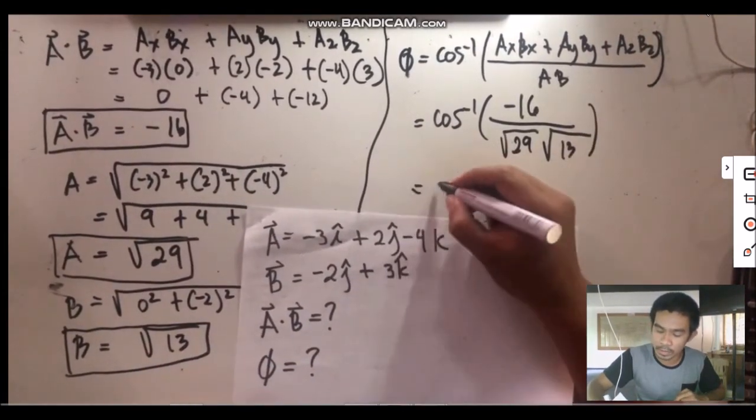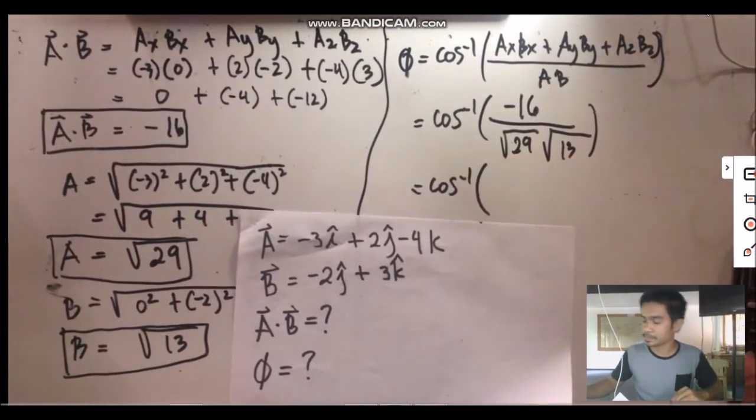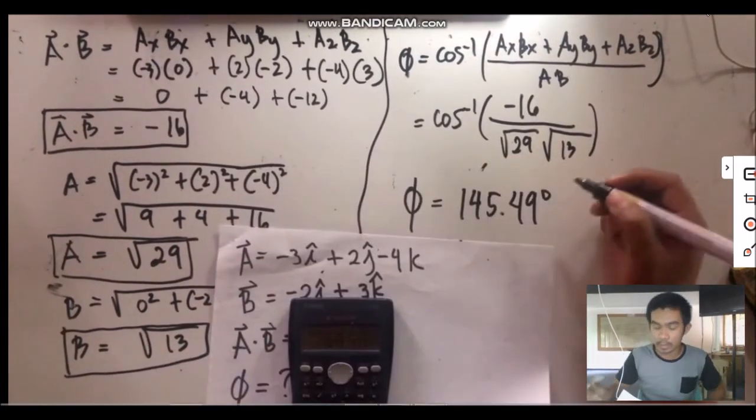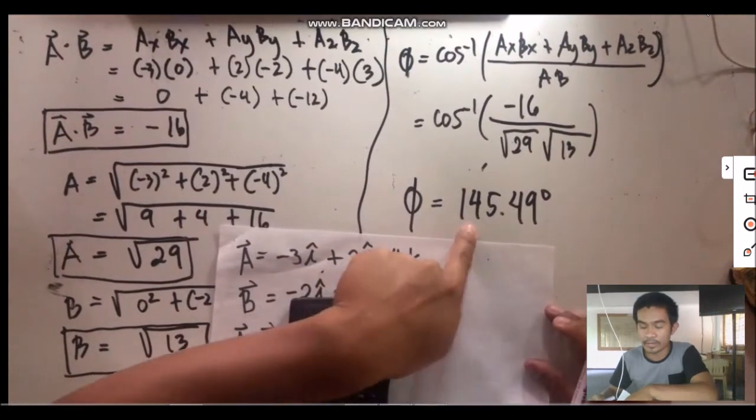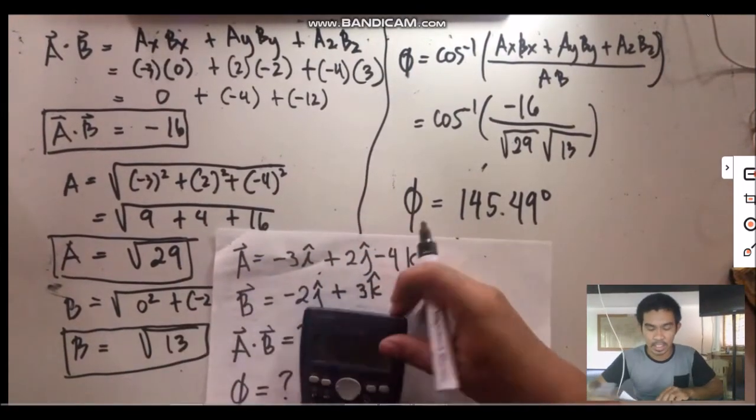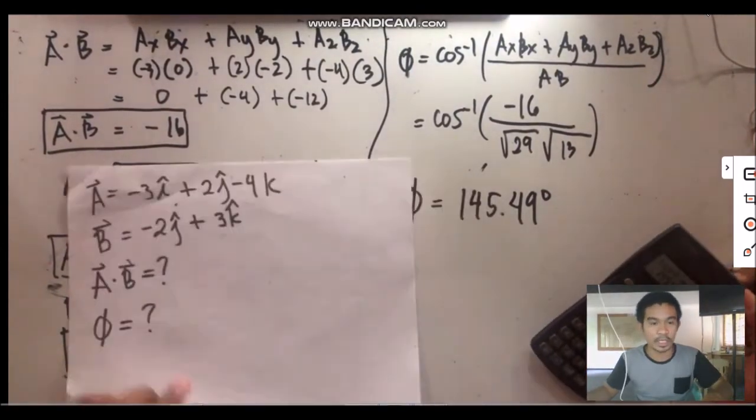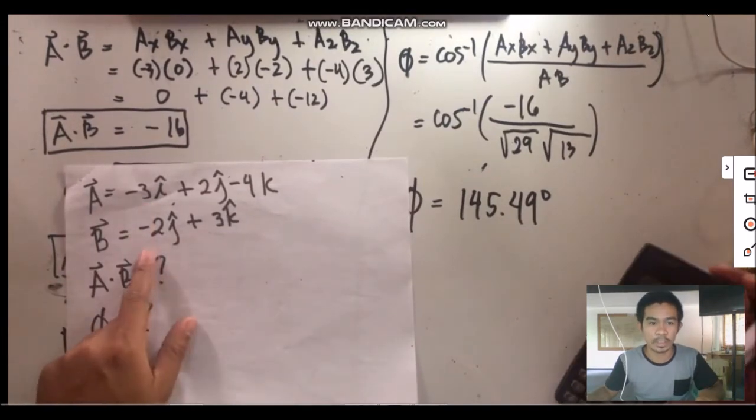So let us solve using a calculator. Alright, so phi is 145.49 degrees. That's the angle between vector A and vector B.